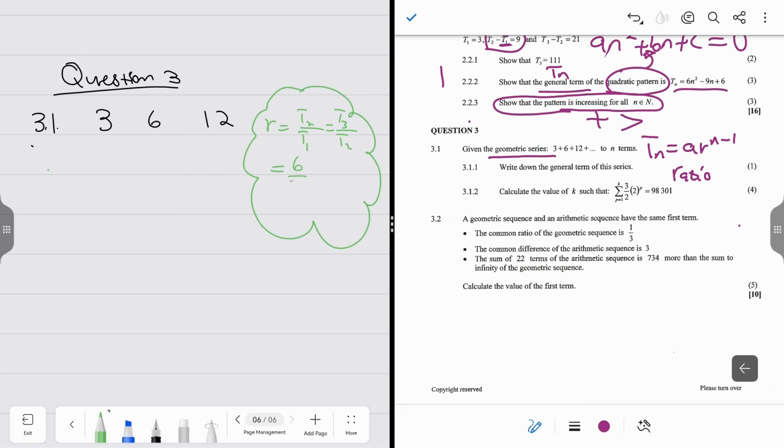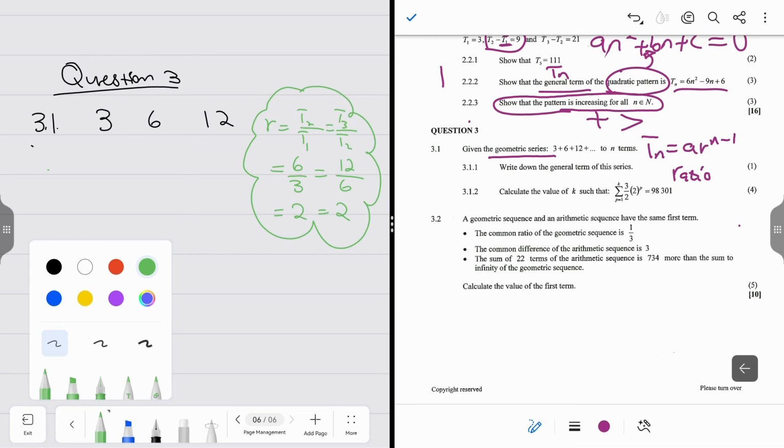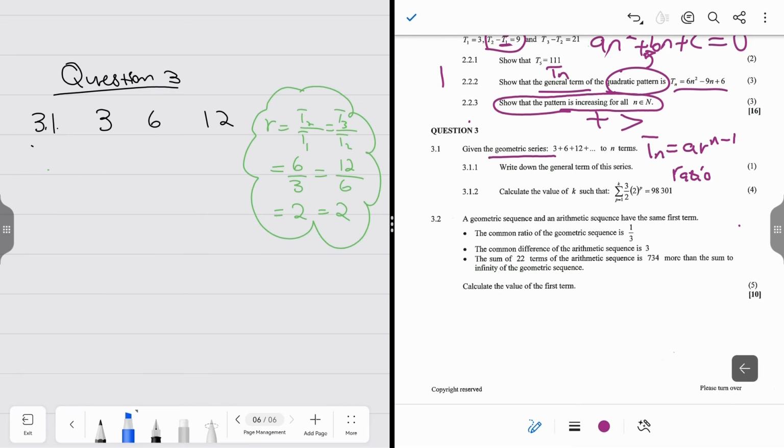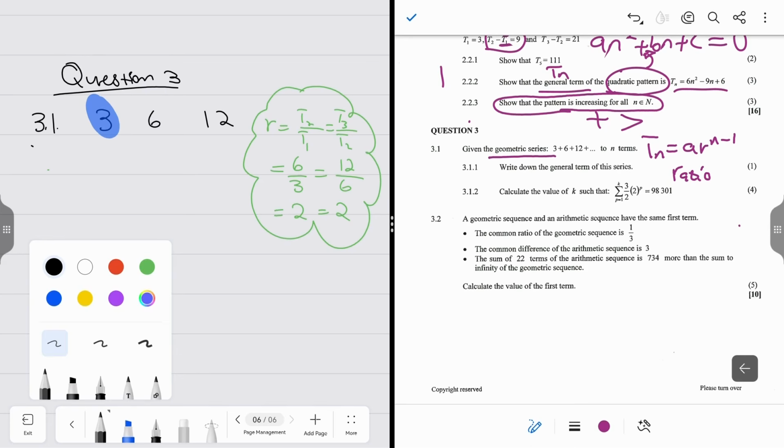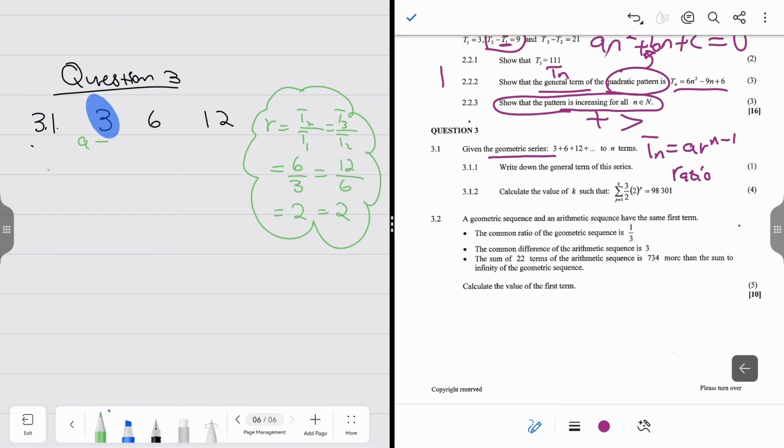So 6 divided by 3 must be equal to 12 divided by 6. And that is actually true because I'm getting 2 on both sides. I mean to say, see, this is what I said: you get excited, you make mistakes. So I'm getting 2 on both sides. So I know right away my value of r is 2, while I already know that my value of a is 3. This is what represents my value of a right away. I don't have to be told, I already know that this is a. So I have my r and I have my a. Just like that. Easy, right?